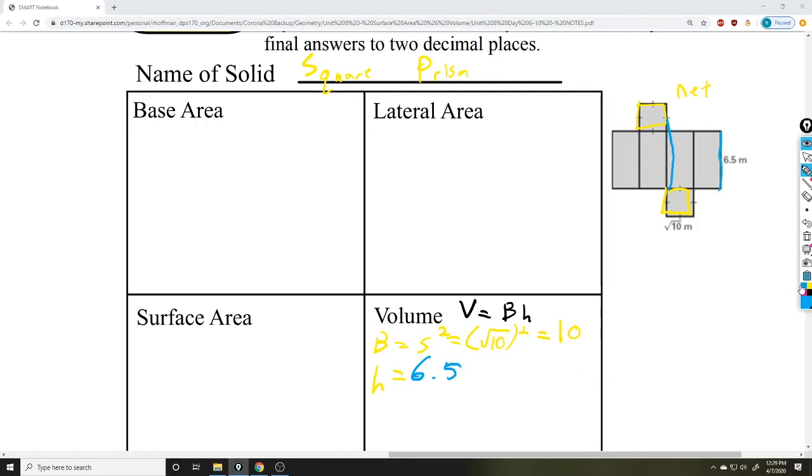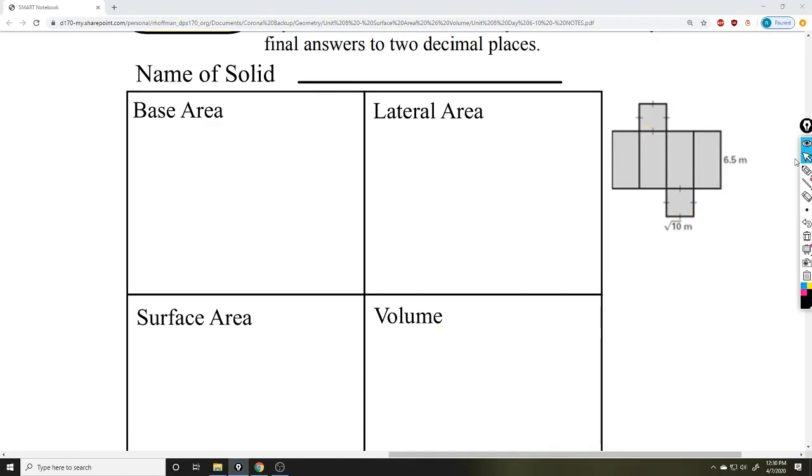That means our volume is going to be these two things multiplied together. Area of the base, which is 10, times our height, which is 6.5. Multiply that out and we get 65. Well, it's a volume, so we're going to be in meters cubed.